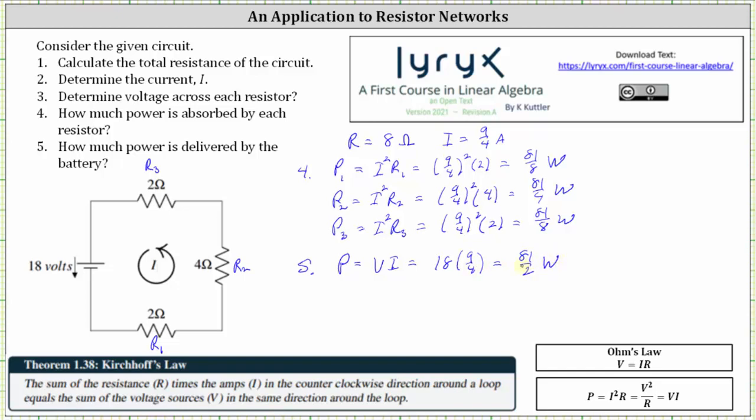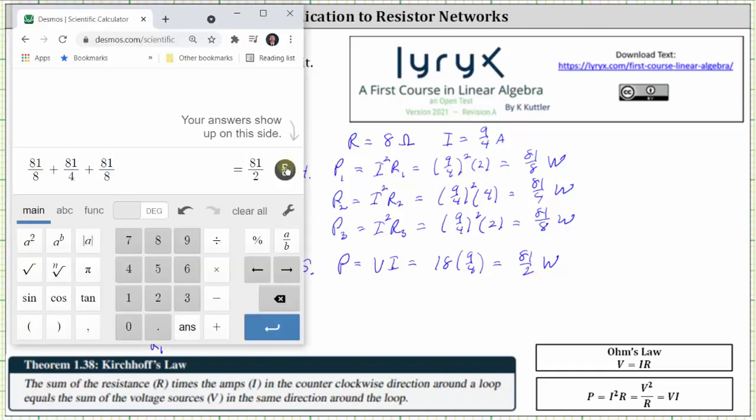Before we go, to double check our work, if we sum P sub 1 through P sub 3, the total watts should be the total power given by P. And let's quickly check this. This does verify our work. The sum of P sub 1 through P sub 3 is equal to 81/2 watts, which is the same as the total power delivered by the battery.